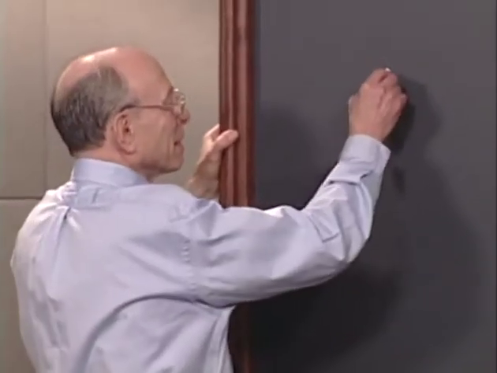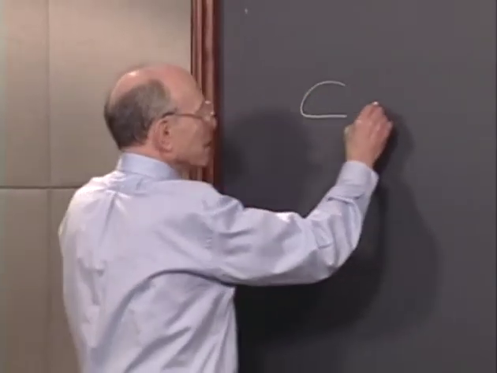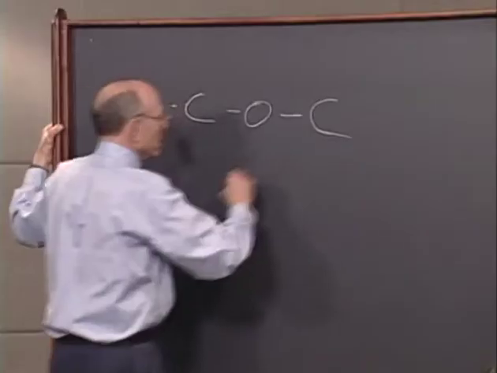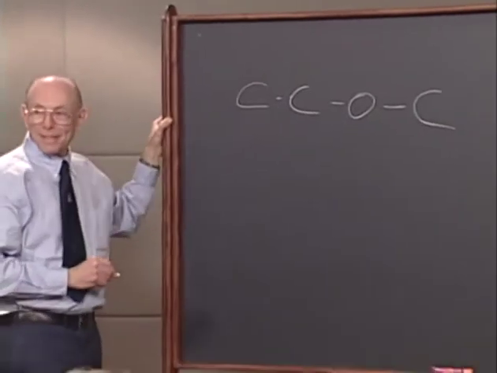What are those two anesthetics? Isoflurane and desflurane. Let's look at that. The formula for isoflurane, what is it, Michael? It's a carbon, an oxygen, and another carbon. And another carbon. And then we've got to fill in all the details.